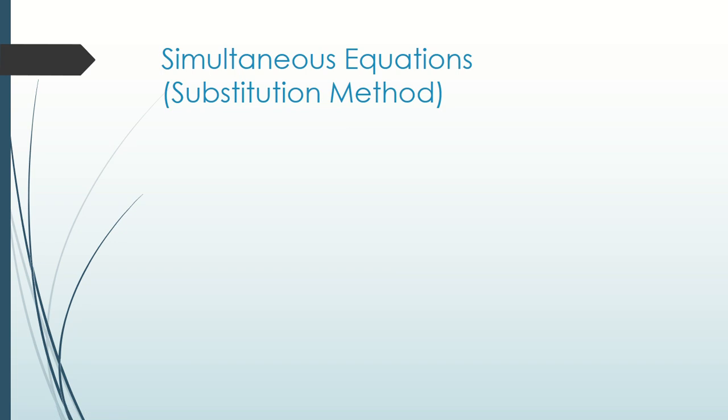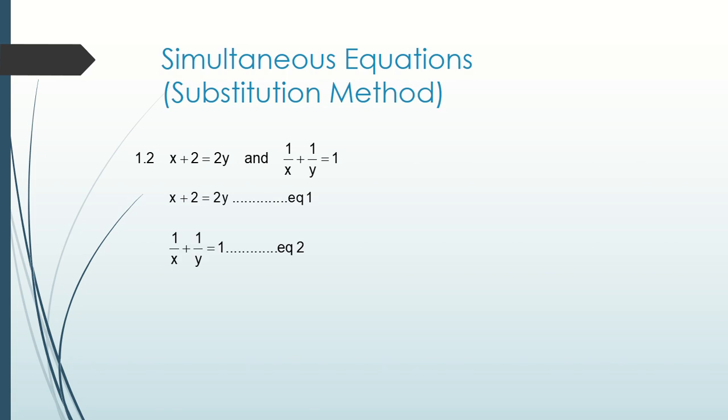Simultaneous equations. Now this is where you need to be very methodical with what you are doing. So we are given in this question two equations, and we already see that we might have an issue because we have fractions for our second equation. So you label your equation as your first step. So you label the equations as equation 1 and equation 2 respectively.